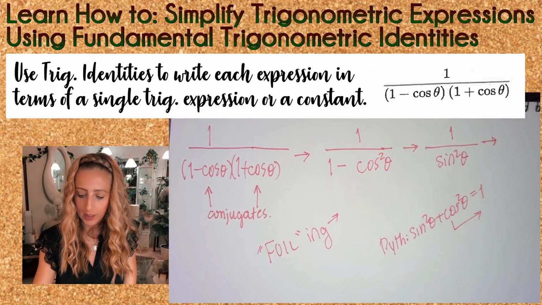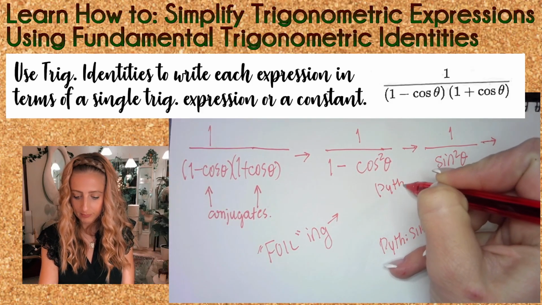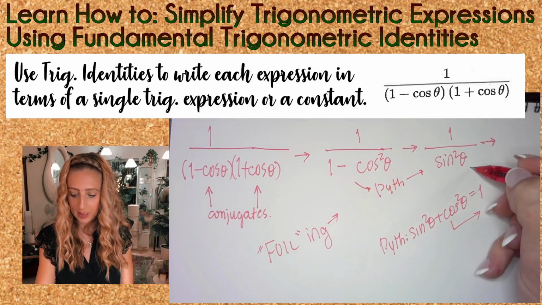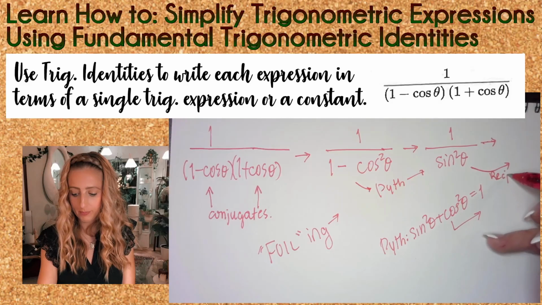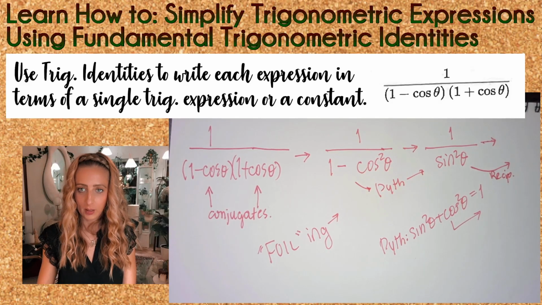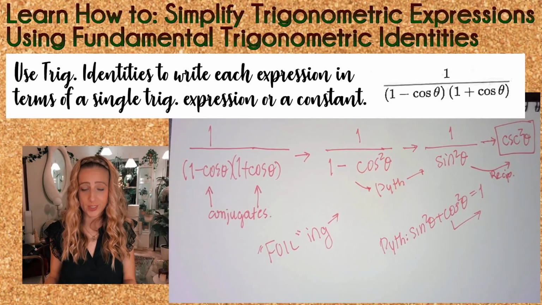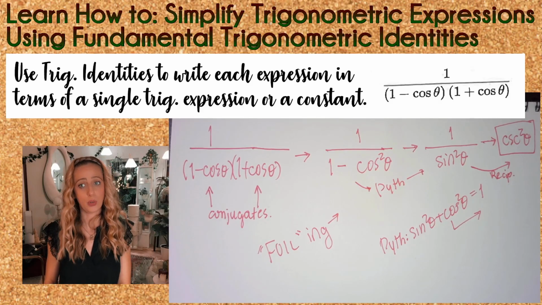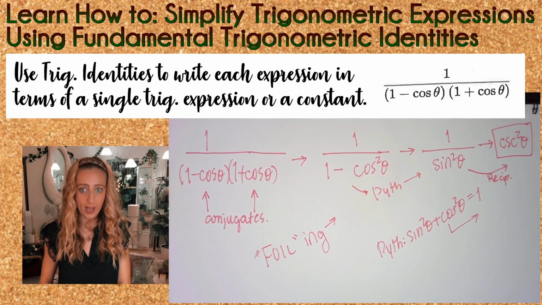So what can I do with that? We went from using the Pythagorean identity, now I'm going to use the reciprocal to rewrite this as cosecant squared theta. 1 over sine and 1 over sine is 1 over sine squared. And 1 over sine each are cosecant, and cosecant times cosecant is cosecant squared. The end. There you have it.